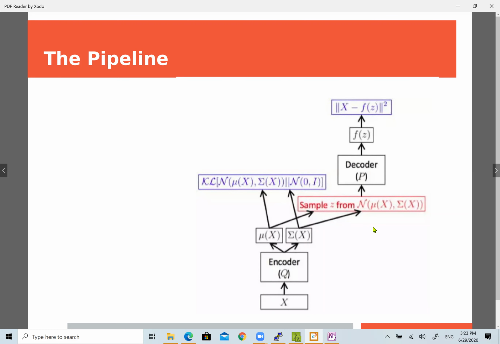But now to train the theta and the phi in these two networks, you need to use what? Backpropagation. You need to backpropagate the gradient. And here, this red color means this operation is not a normal operation. It's not a deterministic operation, right? This is a stochastic operation.